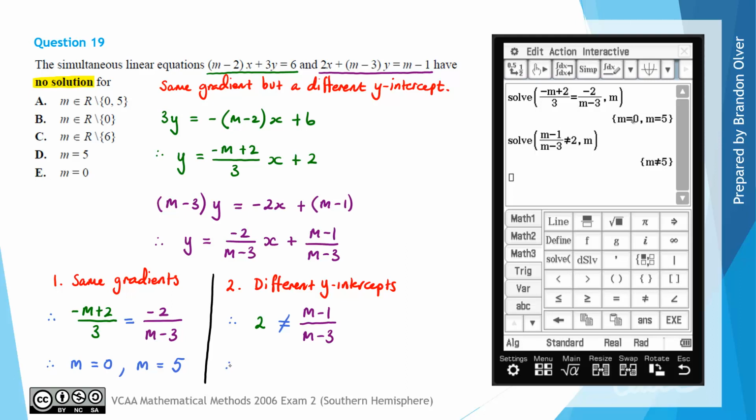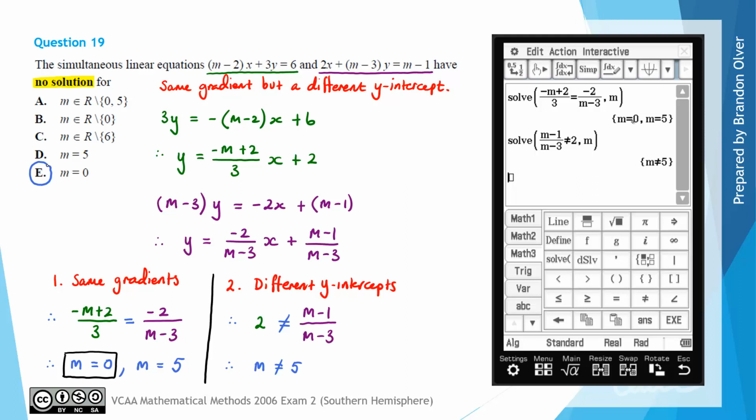And this will say that m cannot equal 5. So the two things we've found is that m is equal 0 or 5, and that came from the same gradient setup. But then we found that m cannot equal 5. So that means that the only answer that we've got left is m equals 0. So that turns out to be the correct option, and that's option E for question 19.